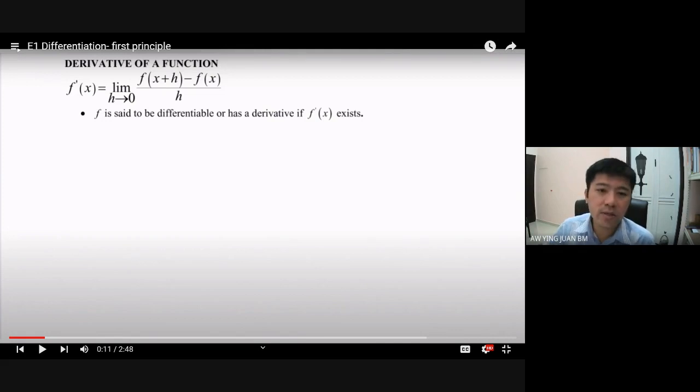Okay, so kindly refer to the formula. In here we have f prime x. So basically, what is f prime x? f prime x means dy dx, or we can say the gradient. So what is the formula for the first principle? It is the limit as h approaches 0 of f(x plus h) minus f(x), over h. f is said to be differentiable, or has the derivative, if f prime x exists.